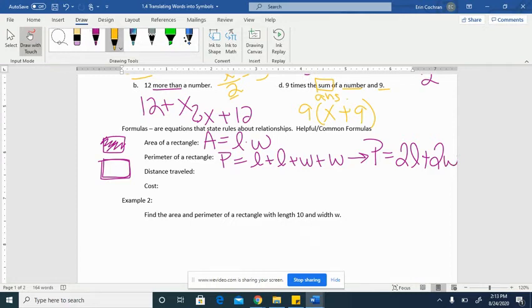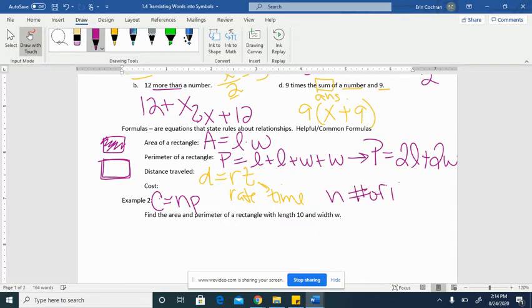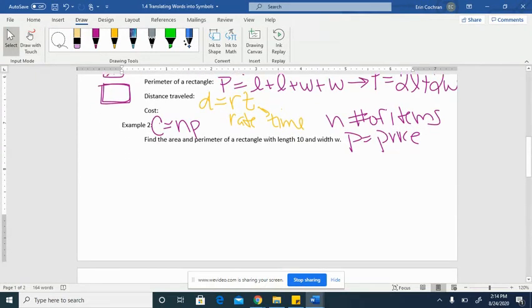Distance traveled is always distance equals rate times time. And remember, your rate is your speed and t is your time. And then your cost, how much something costs in total, is C equals N times P, where N is the number of items you buy and P is your price, which should kind of make sense to you. All right, let's go ahead and use these formulas for what they give us.